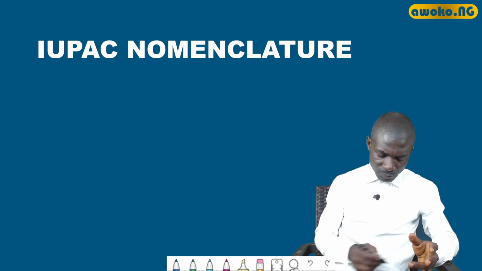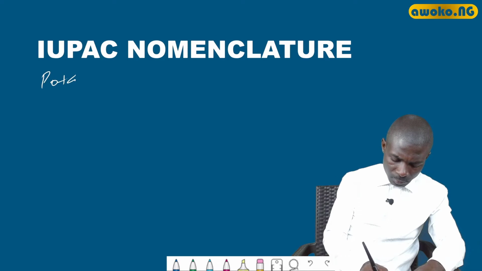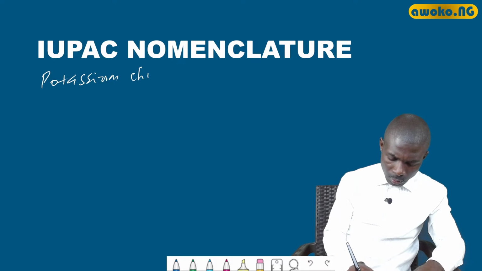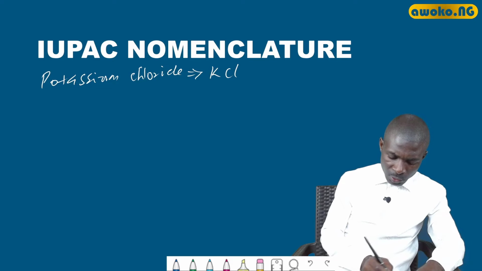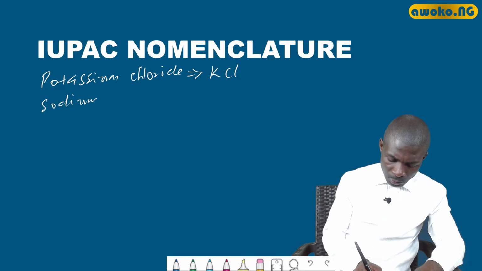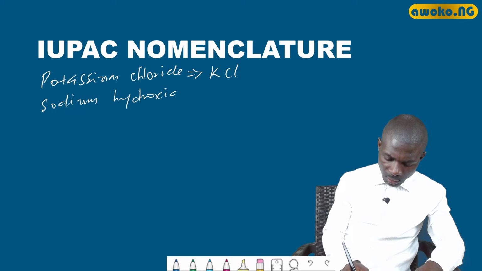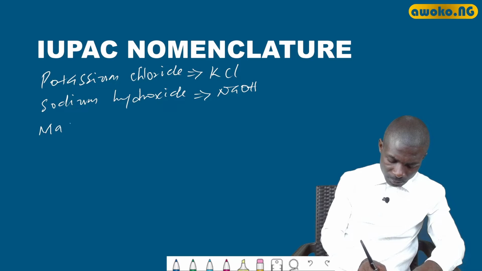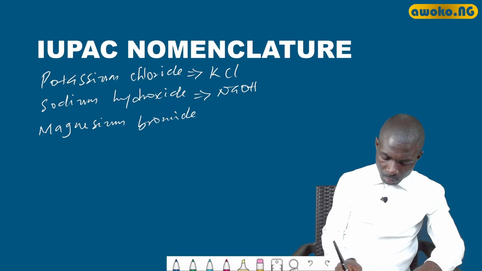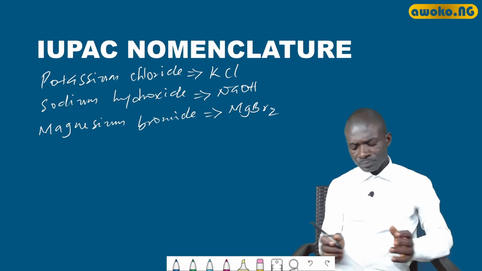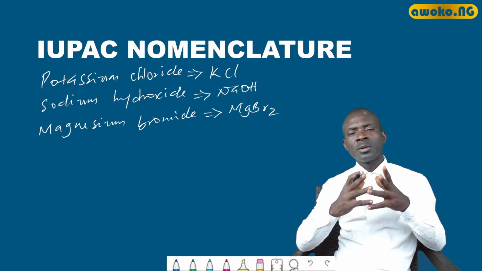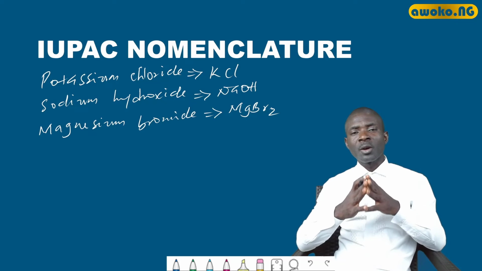So we can have compounds like potassium chloride. Potassium chloride is written as KCl. We can also have sodium hydroxide as NaOH. We can also have magnesium bromide, written as MgBr2.